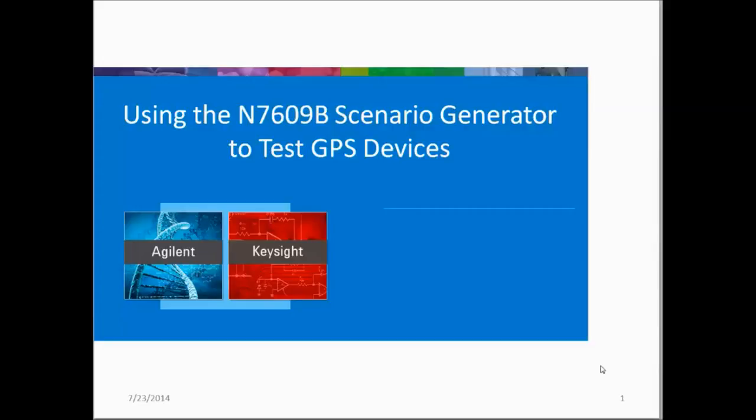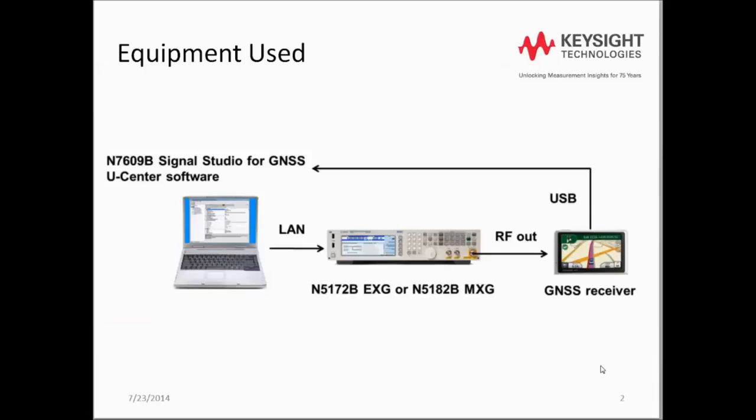Today I want to show you how you can test your GPS devices by creating a dynamic scenario and then playing that scenario using the N7609B Signal Studio for GNSS software. For this demo, I will be using the N5182B MXG vector signal generator with the real-time option, the N7609B Signal Studio for GNSS software, and a GPS evaluation kit from u-blox.